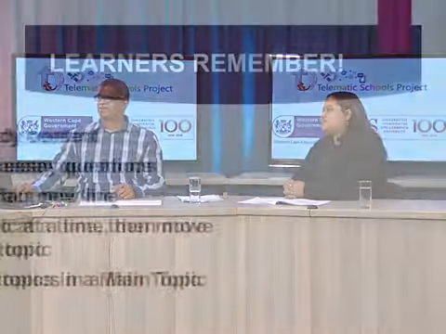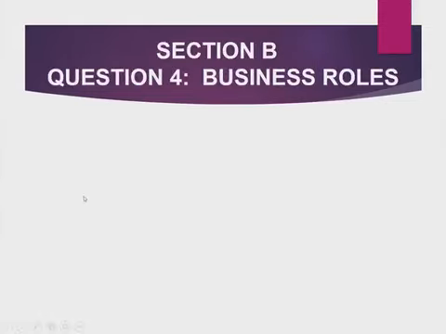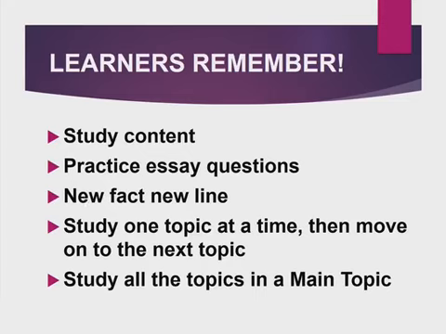Ms. Stein, so when studying for Section B, what are the important tips that learners must remember? So learners, when you're studying for your exam as a whole, remember to study content. Many learners obsess about the Section C questions, of which you only do 2 questions and it only adds up to 80 marks. So study your content, but practice essay questions. And something new that we've learned from our subject advisor, she always says, new fact, new line, and then study one topic at a time, and then you move on to the next topic.